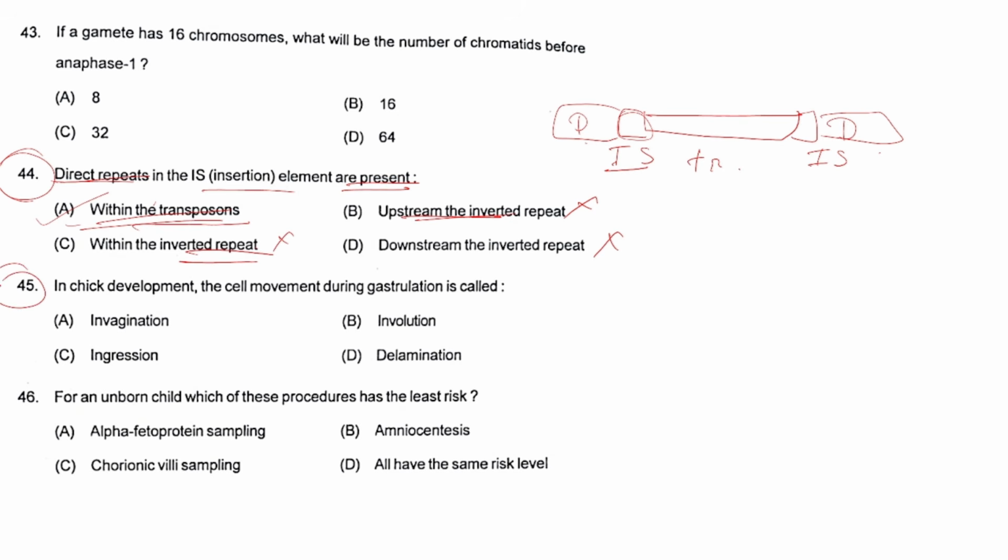Next, question number 45. Question number 45 is, in chick development, the cell movement during gastrulation is called what? So you know the morphogenetic movements are present, different types of movements are present. Basically in chick we see two types of layers are formed. One is epiblast, another is hypoblast. So these epiblast and hypoblast are formed due to a type of cell movement. The question is asking about cell movement. It is not asking the result. Be careful. Most students will mark it as delamination, but delamination will be wrong. The right answer for this will be option C, that is ingression.